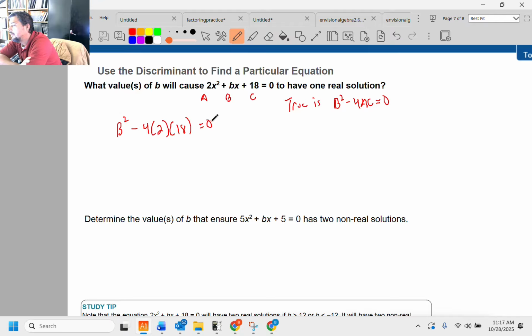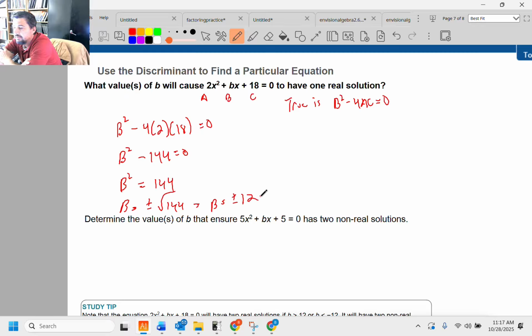Okay? 4 times 2 is 8. 8 times 18 is 128. I'm missing something. We'll have 80 and 64. It's 144. B squared minus 144 is nothing. You could solve this by factoring if you wanted to, but I'm not asking you to. So b squared is 144 because you counteract subtraction through addition, which means that b is going to be, don't forget this little guy, plus or minus the root of 144, which means that b is plus or minus 12. So if b is either one of those two things, we're good to go.